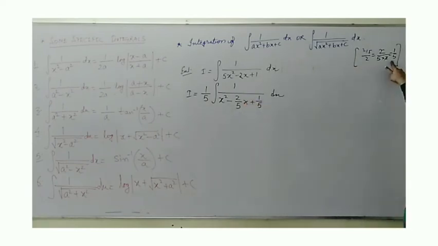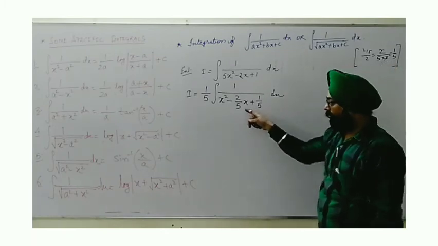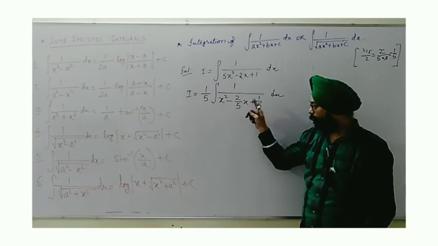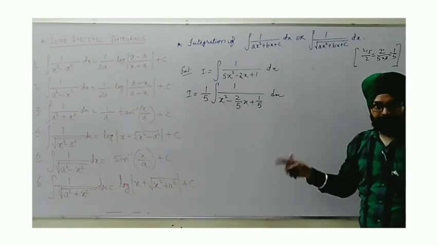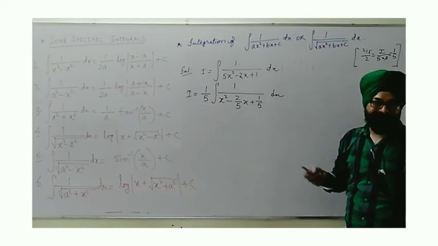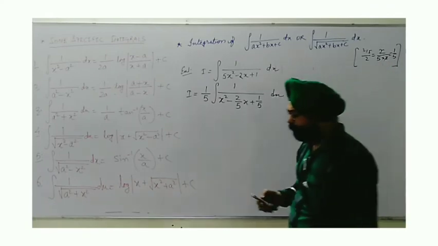So whatever result you obtain, its square will be added and subtracted. I repeat, whatever we get by dividing the coefficient of x by 2, its square will be added and subtracted to this expression. Now this is a coincidence, we are getting 1 by 5 here. Every time this will not be similar.